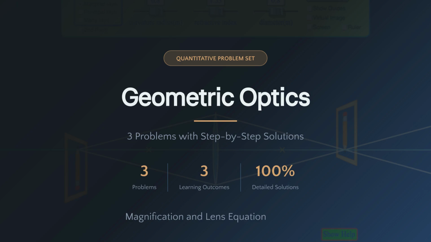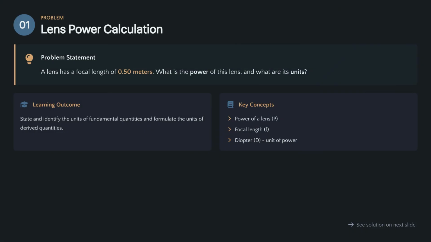Welcome to this quantitative problem set on geometric optics. This video will cover 3 problems with step-by-step solutions, focusing on 3 learning outcomes. Problem 1 asks for the power and units of a lens with a focal length of 0.50 meters.